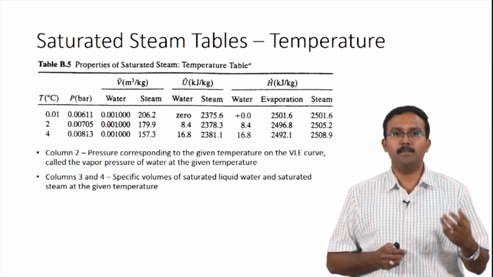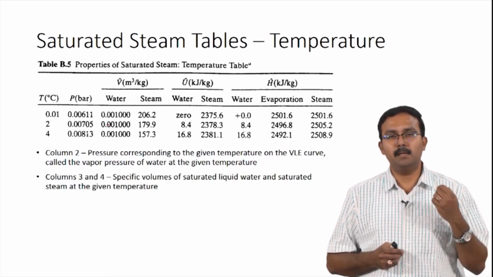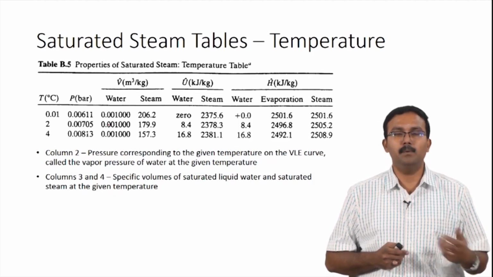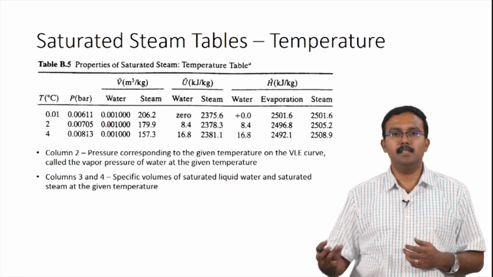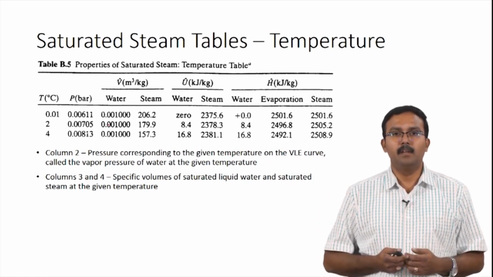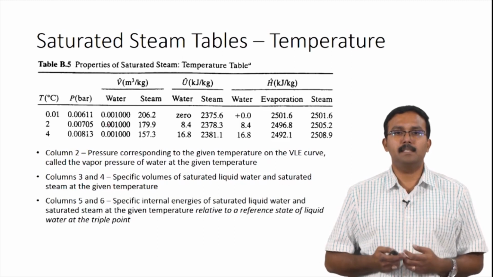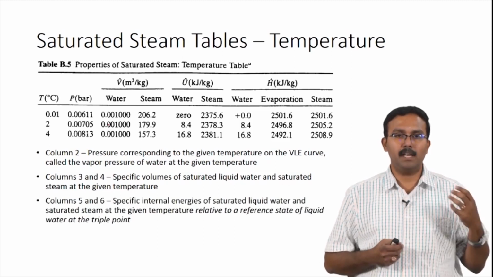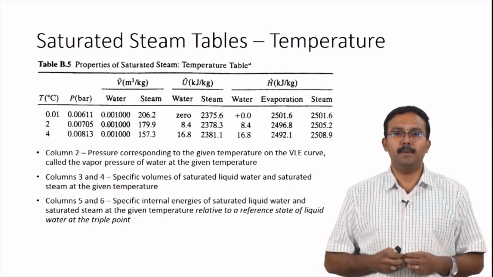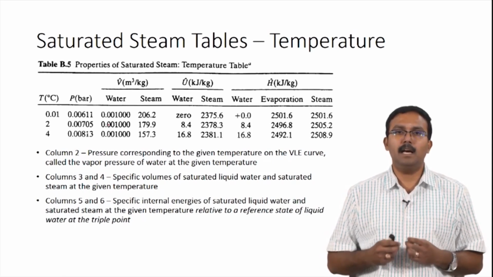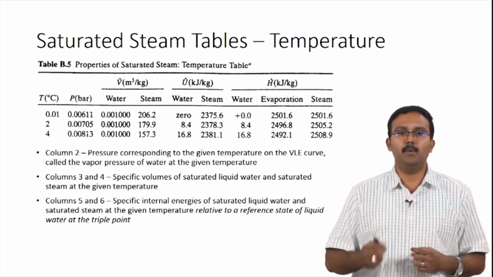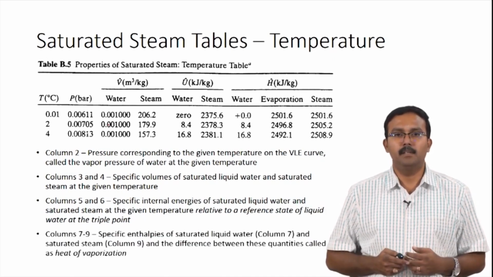So, column 3 represents the specific volume of the liquid water which exists in the vapor-liquid equilibrium, and the specific volume of the steam which exists is given in column 4. You have columns 5 and 6 giving the specific internal energies of saturated liquid water and saturated steam at given temperatures. These values are relative to the reference state, which is the liquid water at the triple point.